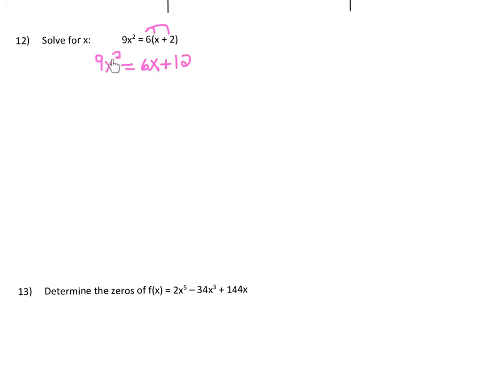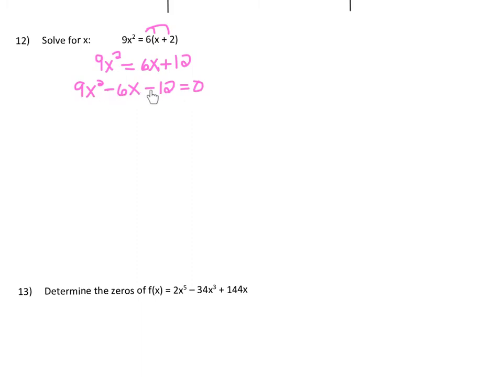Now, whenever you have an exponent, you want to try to get everything to one side of the equation. I always like to have a positive leading coefficient, so I'm going to take these two terms and move them to the left. So when I do this, 6x becomes negative, and the 12 becomes negative. All right, so I'll have 9x squared minus 6x minus 12 equals 0.